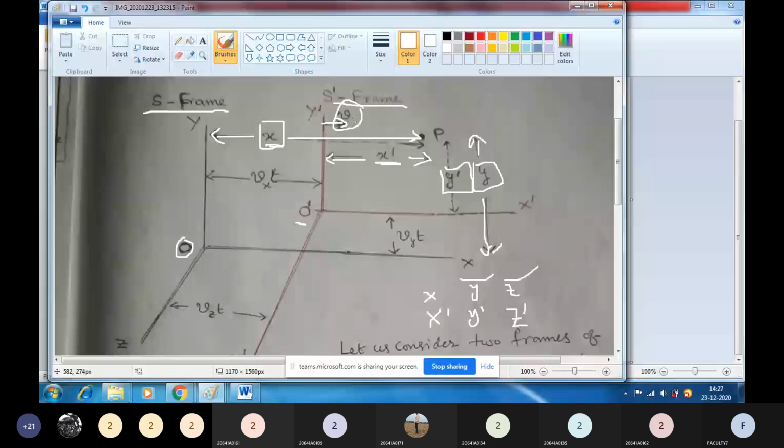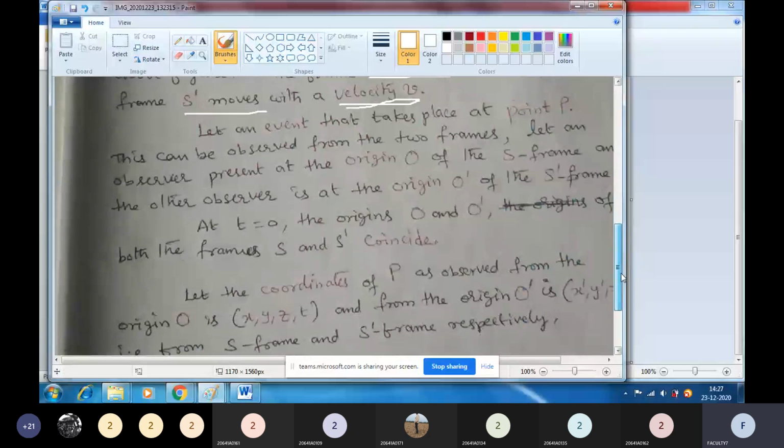Now the same points you are going to write. Consider an event, in the sense some point P, takes place at point P. Now that is observed from both the frames. We are going to observe the same point or the event from both the frames. Let an observer be at point O of the S frame, and the second observer be at the origin O dash or O prime in the S prime frame.